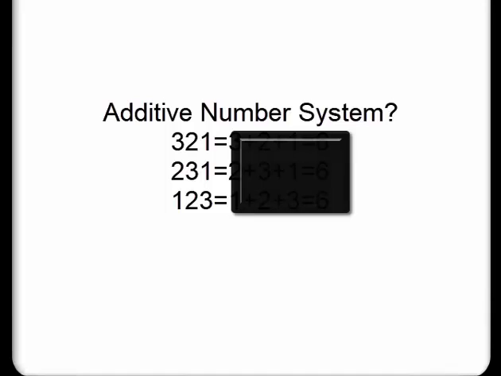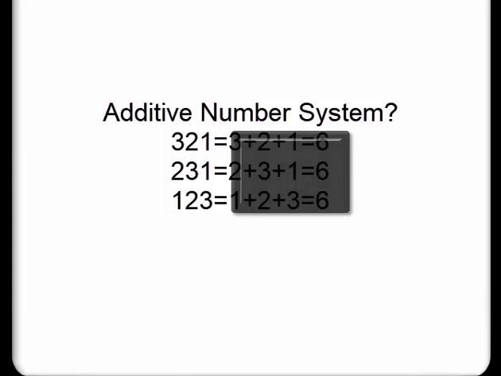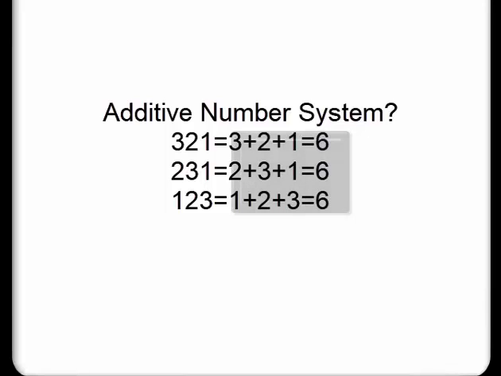Now here are three numbers, and our system is not additive, because if it was additive, you would just simply add up 3 plus 2 plus 1, or 2 plus 3 plus 1, or 1 plus 2 plus 3, to get 6 each time. But that's not how our place value system works. So we're going to explore our place value system.